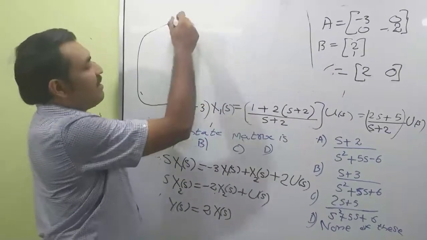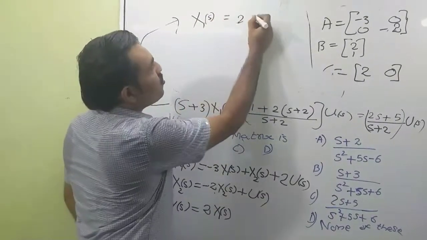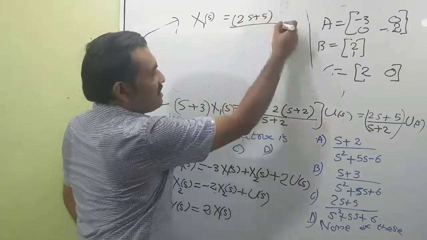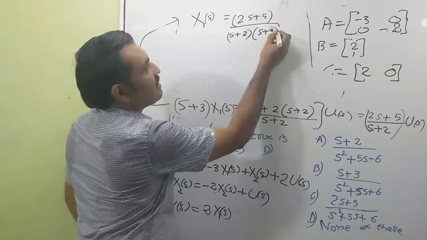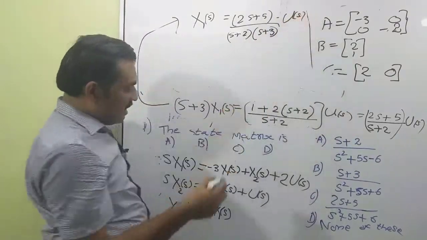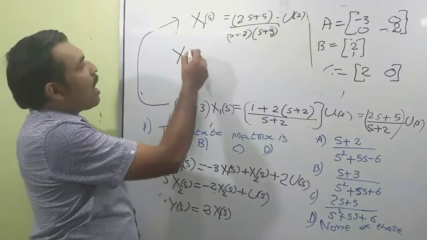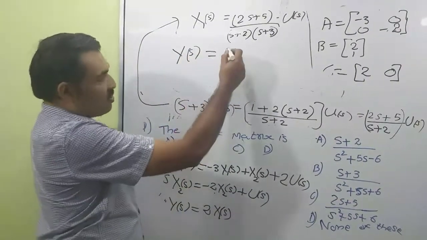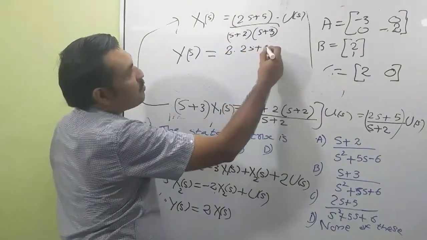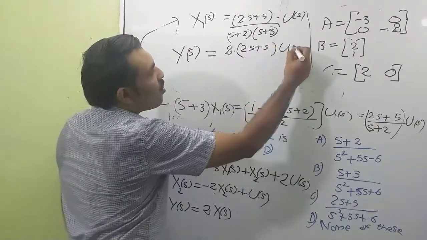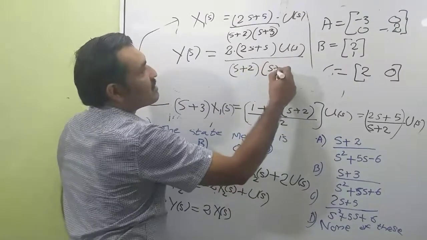From here we can write X1(s) is equal to (2s plus 5) divided by (s plus 2) into (s plus 3), this whole into U(s). Now substitute X1(s) in equation number 3. We can write Y(s) is equal to 2 times X1(s), that is (2s plus 5) into U(s) divided by (s plus 2) into (s plus 3).